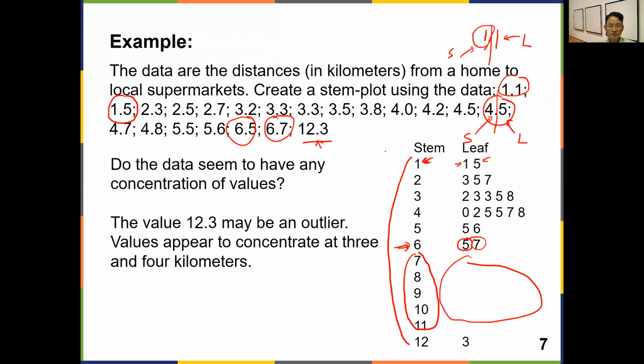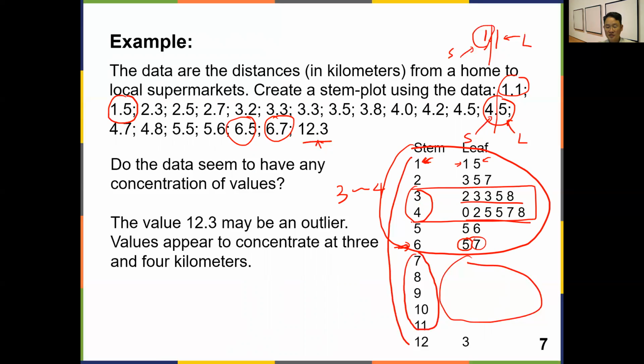Now, you can see that it's concentrated in here, especially these two, right? You can see the highest frequency right there, a lot of numbers here. So it's safe to say most people live anywhere between 3 to 4 miles away from their local supermarket, right? Because you can see this is the highest concentration.